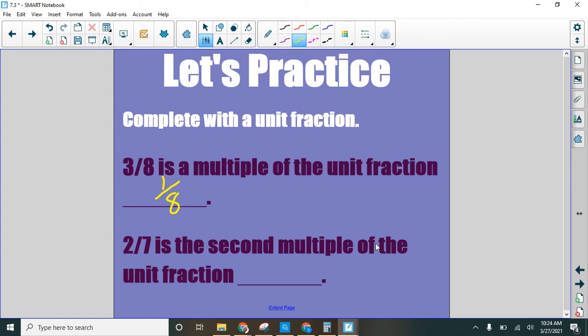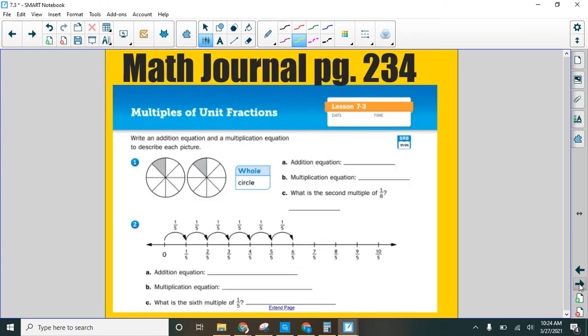2/7 is the 2nd multiple of the unit fraction. What fraction could we count by to say 2/7? 1/7, right? If we count by 7ths, we'd say 1/7 and then 2/7, right? So just backwards here. All right, here's the math journal page today, page 234.